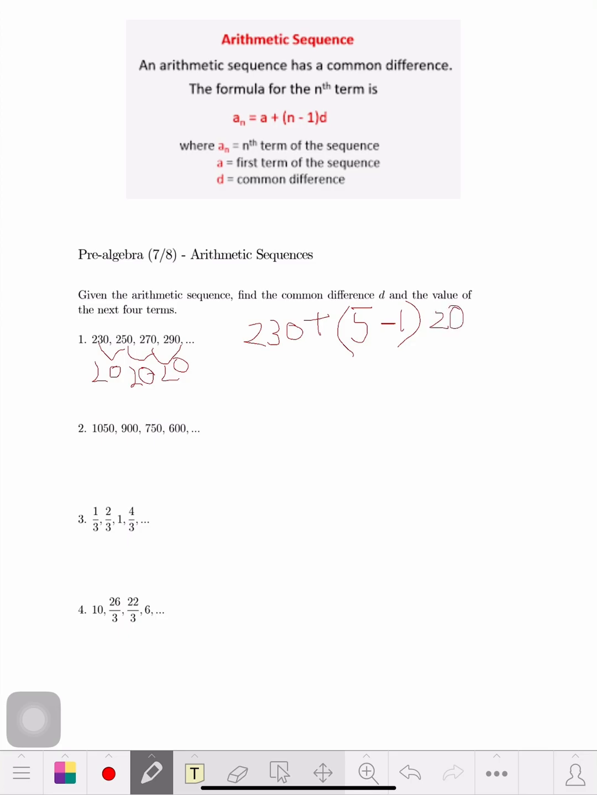Now we just solve this math problem. So we got 230, we carry that down. Now, plus, we do the brackets first, PEMDAS, we got a 4, and we got a 20. So it's going to be 230 plus 80 equals 310. So that means that equals the fifth term.